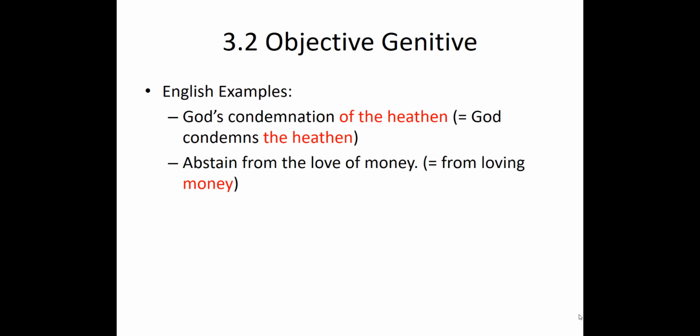Abstain from the love of money. We're not talking about money loving you, we're talking about loving money. So this would be an objective genitive.